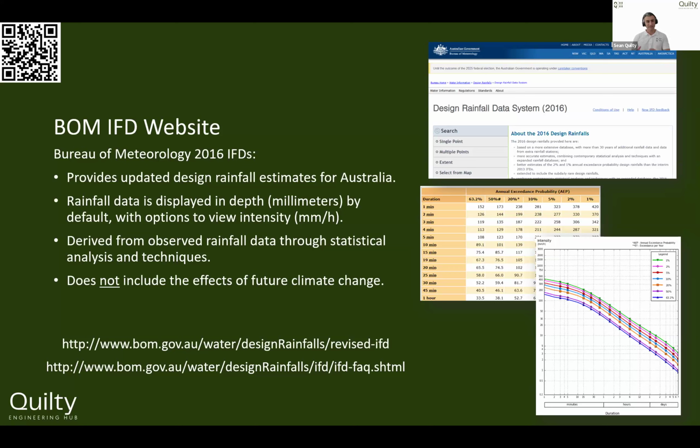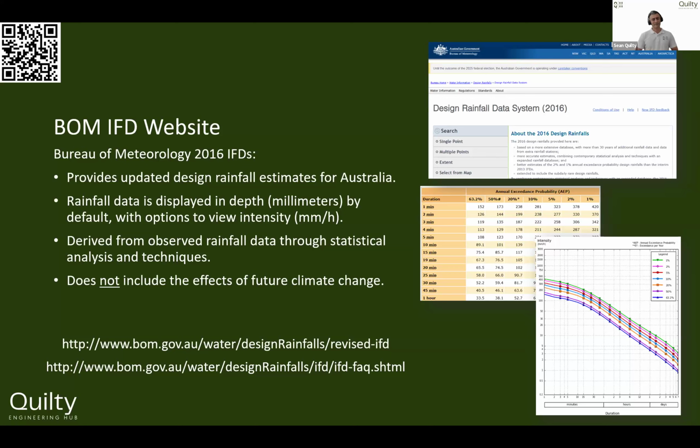All the values that you see are derived from observed rainfall data, and they do a heap of statistical analysis in the background, using different statistical techniques on all that historical data, and then give you an average rainfall intensity for each of these durations and frequencies. It's important to note that any of these values that you obtain from the website do not include any effect for future climate change. And we'll talk about climate change in a minute. We do have to incorporate climate change in our design going forward, but these websites don't do that for you. You have to apply that after the fact.